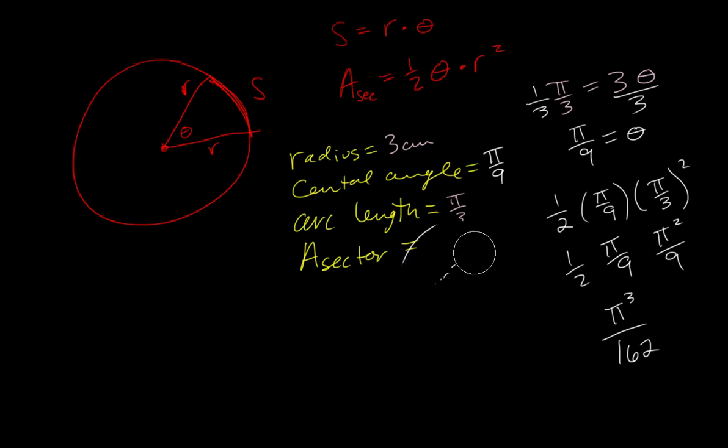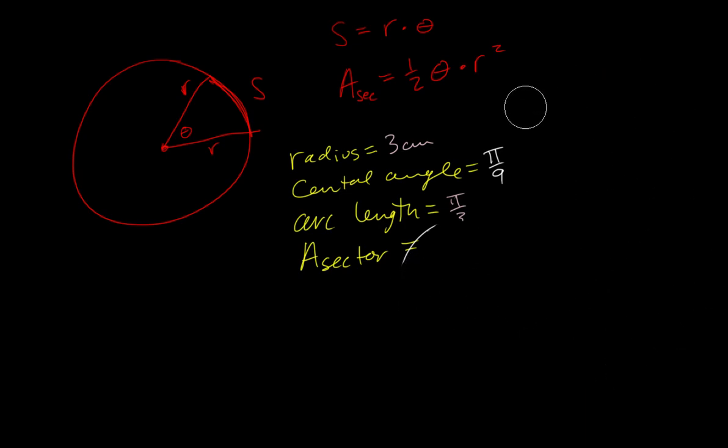Okay, and we're going to try one more. This time we're going to leave out the radius. So the central angle is pi thirds. The arc length is given as 3 pi halves, and we need to find the other two. So when we do that, we use the top equation. This time s is 3 pi halves. The radius is unknown, and the central angle is pi thirds.